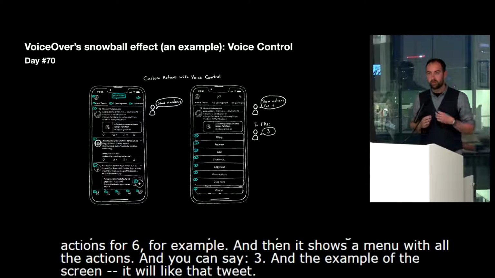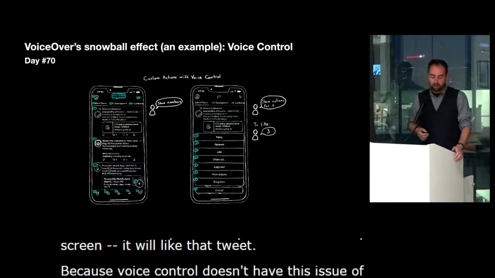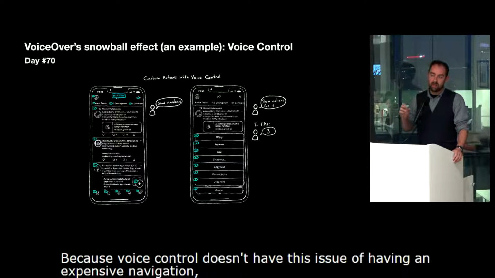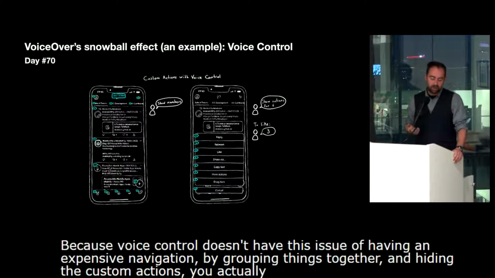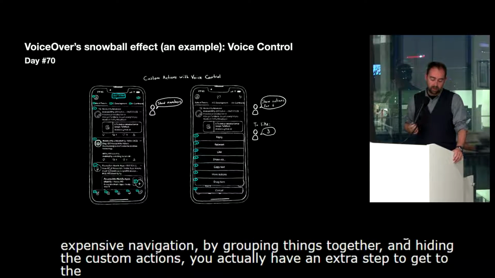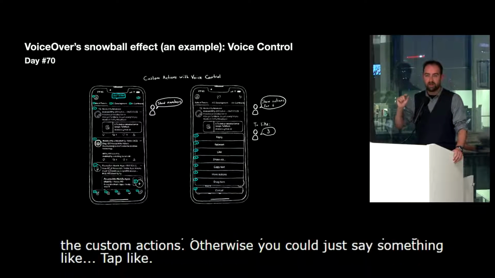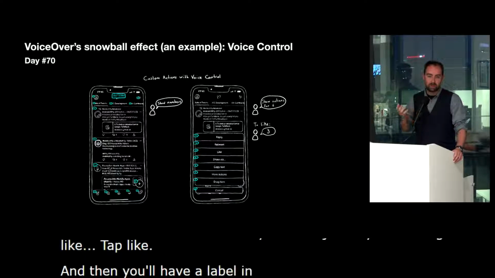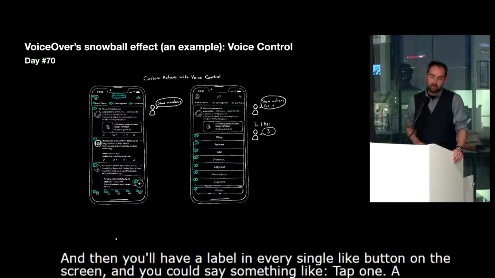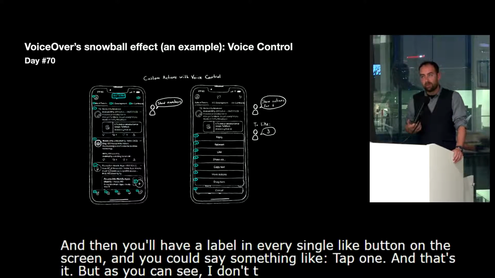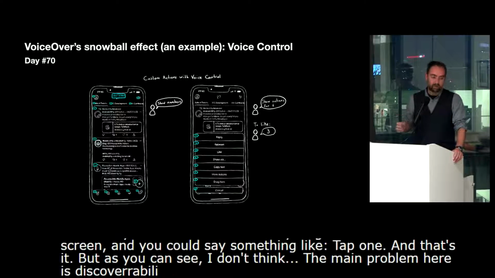Because voice control doesn't have this issue of expensive navigation, by grouping things together and hiding the custom actions, you actually have an extra step to get to the custom actions. Otherwise, a user could just say something like "tap like," and you'd have a label on every single like button on the screen, and you could say something like "tap 1," and that's it. But as you can see, it's not that simple. I don't think the main problem here is discoverability, because not every user may know about this command of show actions, for example.